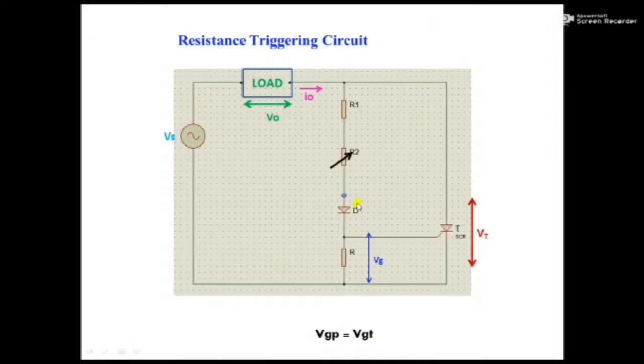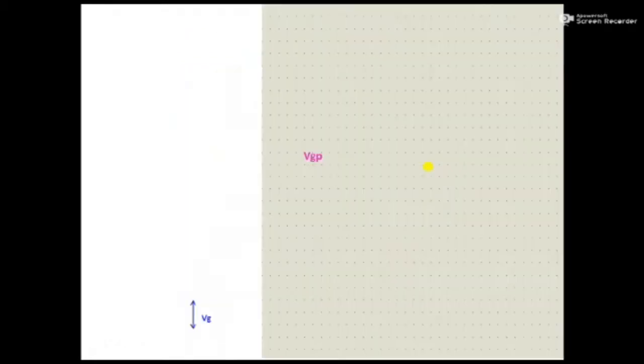So you understand that resistance R2 can be varied in such a way that this voltage Vg will be adjusted. It can be made greater than Vgt, less than Vgt, or equal to Vgt. So in the first case, let us see where Vgp is less than Vgt.